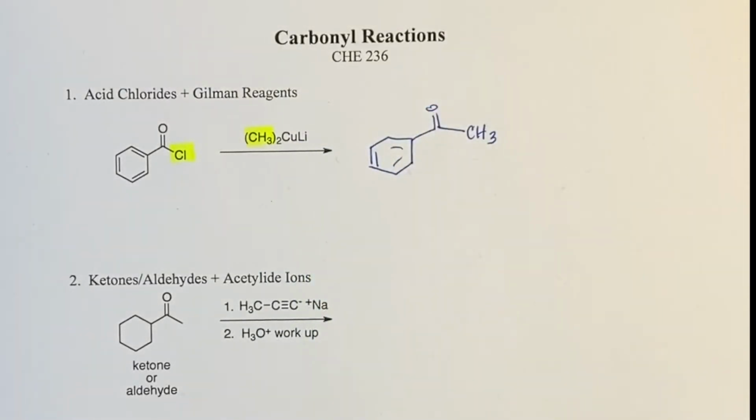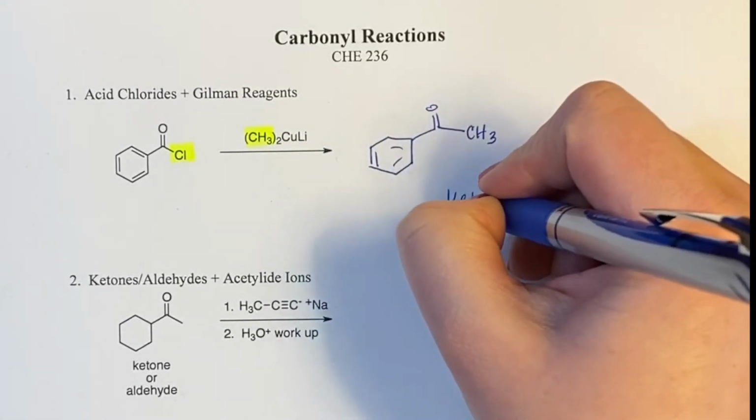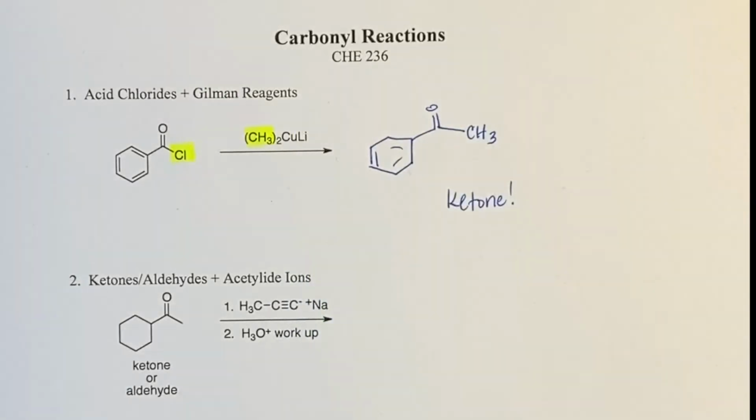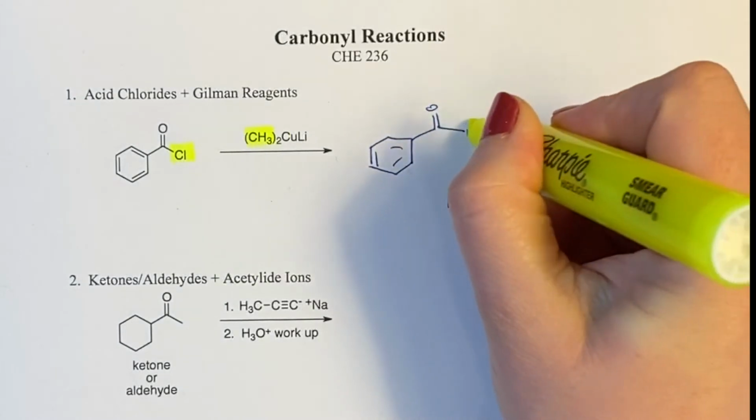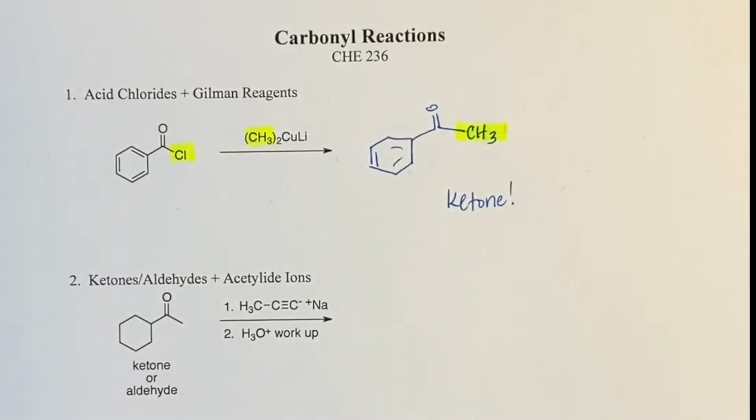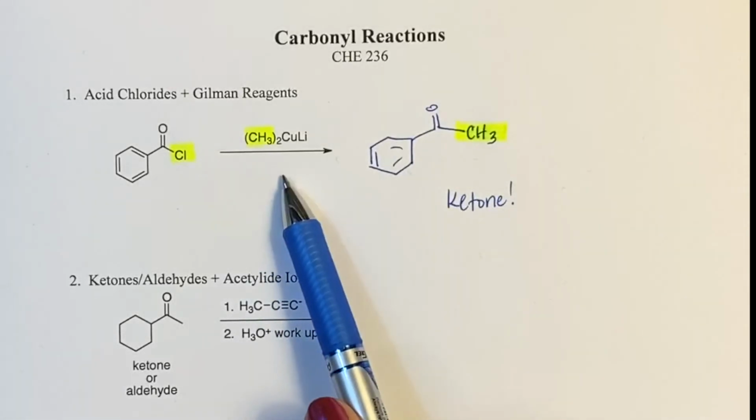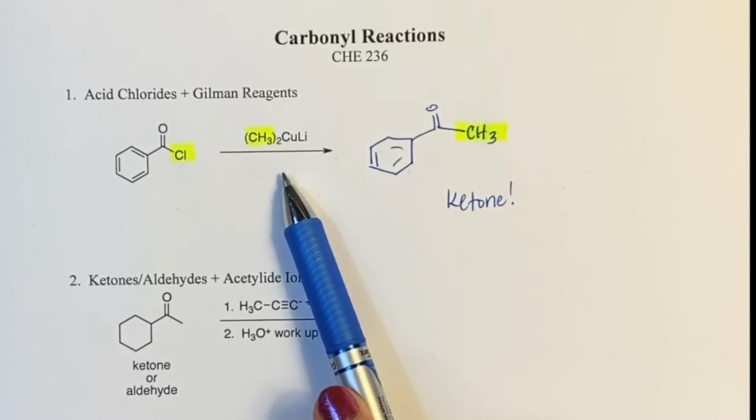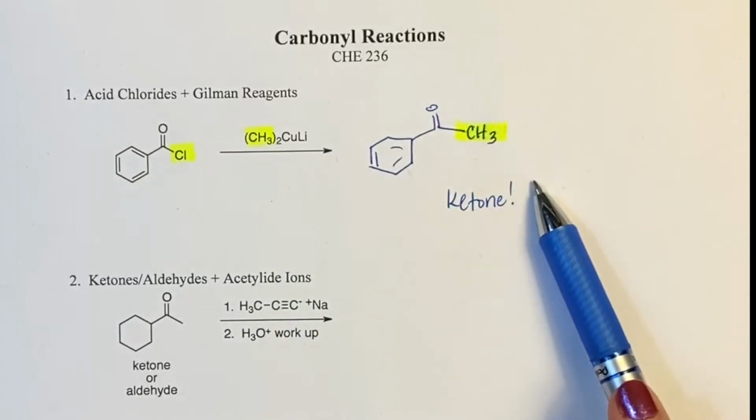Where we've gone from an acid chloride to a ketone. So that the methyl group from our Gilman reagent is the methyl group that's now on this ketone. This reaction works specifically for acid chlorides, where in this reaction our Gilman reagents are not quite as strong of a nucleophile as our Grignard reagents, so the behavior in this type of reaction is different and we get the ketone as the product of this reaction.